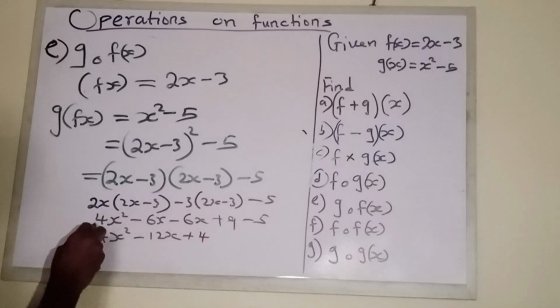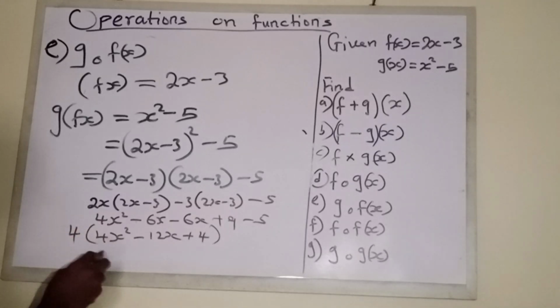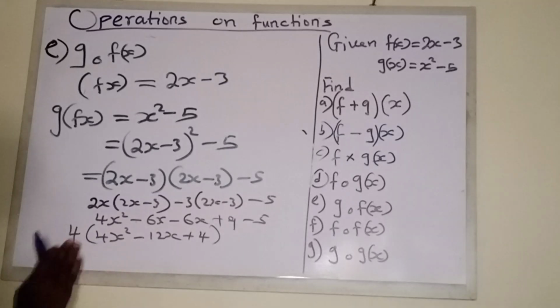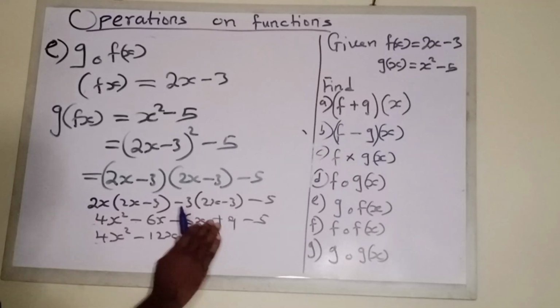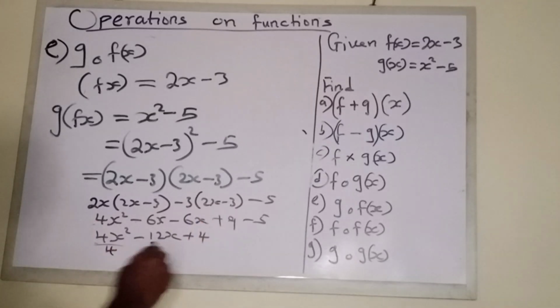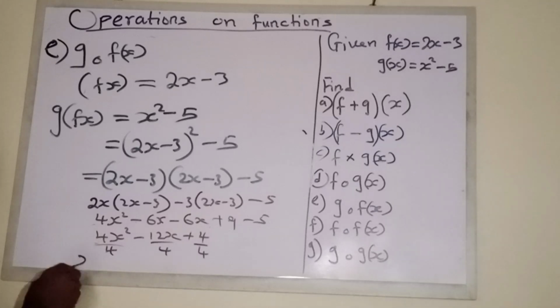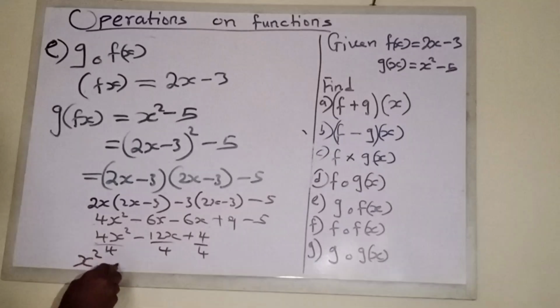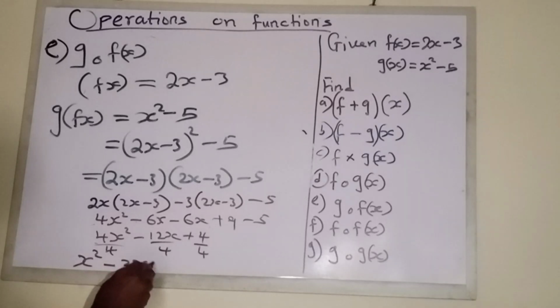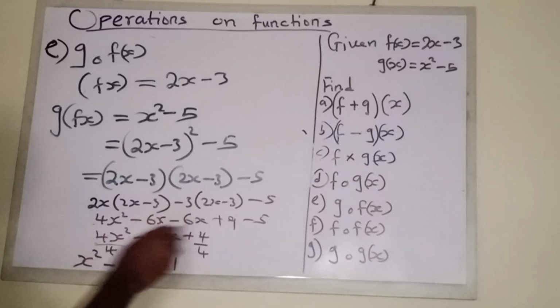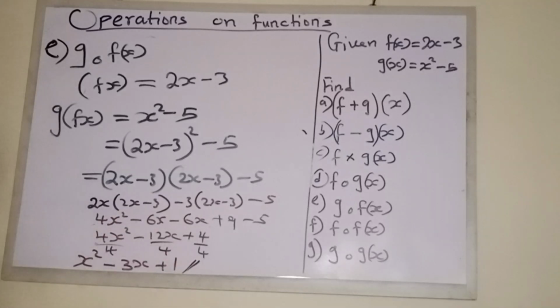There is a common factor here. If you take the common factor of 4, we're going to have what is left? Let 4 divide through. So we are going to have something like x squared minus 3x plus 1, or you leave your answer the first way. So this is the function of g composite f of x.